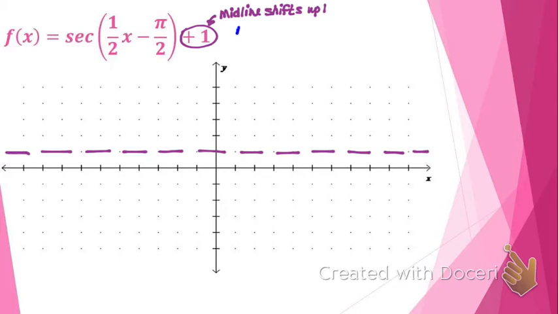What's my amplitude? 1. What is our period? 4 pi, because I have 2 pi divided by 1/2, so 4 pi. We want the ghost of who? Cosine, reciprocal of cosine.